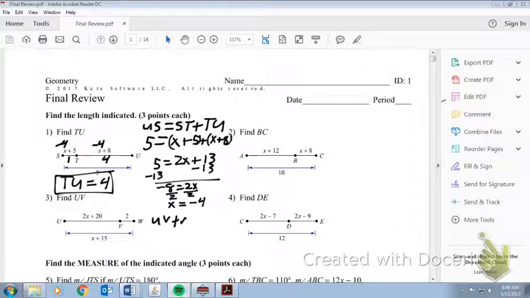So, I know we're going a little bit out of order, but let's look at 3. So again, we have UV plus VW equals UW. Okay, again, why do I write those down? So then when I go ahead and plug everything in, I make sure I have it in the right order. So now we have 2x plus 20 plus 2 equals x plus 1, or x plus 15, rather.